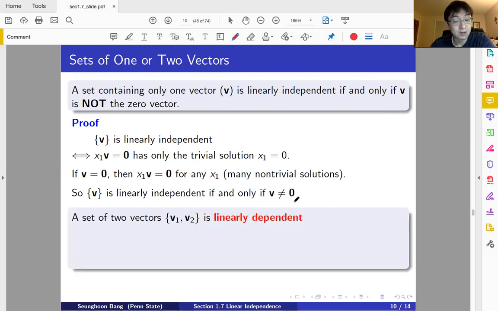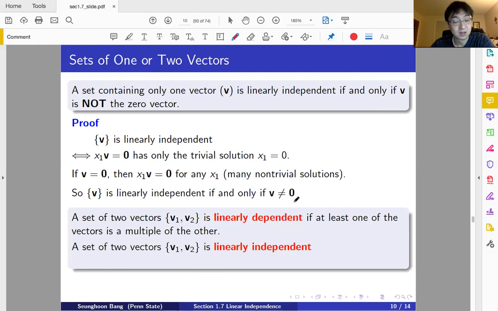Second one: a set of two vectors v1, v2 is linearly dependent if at least one of the vectors is a multiple of the other. This is linearly dependent. A set of two vectors v1, v2 is linearly independent if and only if neither vector is a multiple of the other. So this is the whole idea. So why is this true?